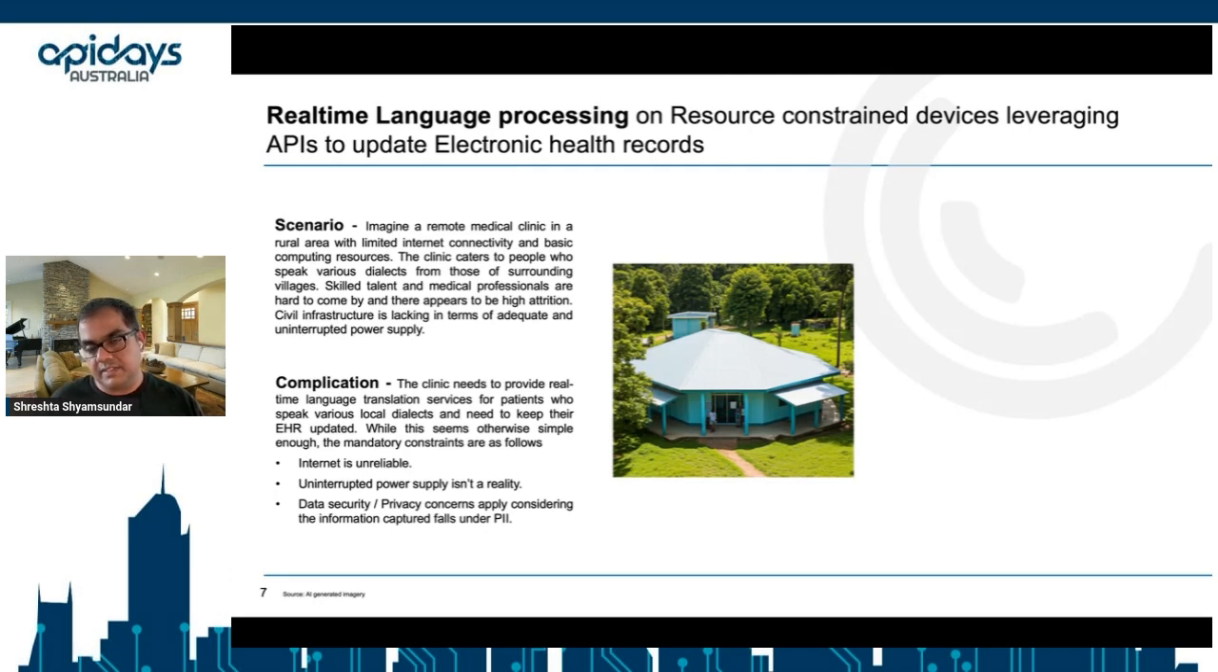Running services in a remote facility in a rural setting typically comes with internet not being reliable, and uninterrupted power supply is not a case of reality. Considering the information associated with these patients that is captured, it falls under the personal identifiable information category. Therefore, appropriate levels of data security and privacy need to be in place at the right level. We need to bring in governance to make sure that all of this is operated within regulations prevalent in the area.